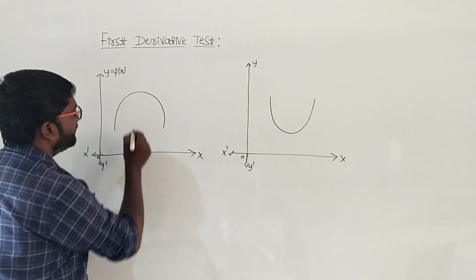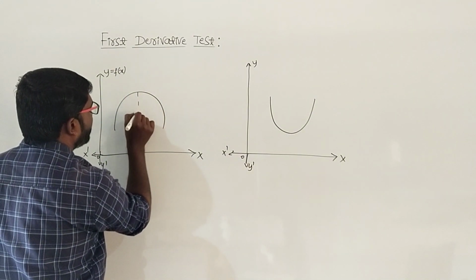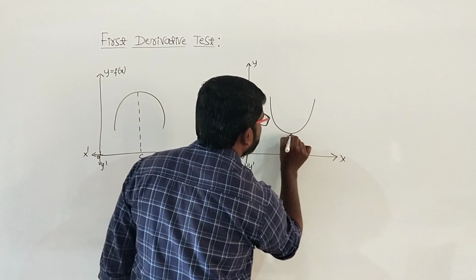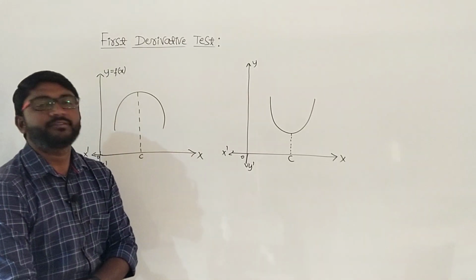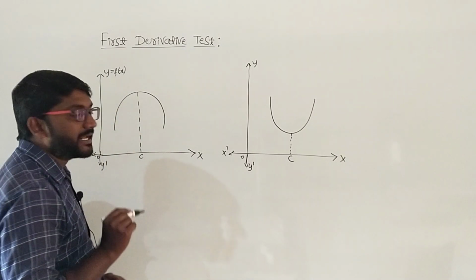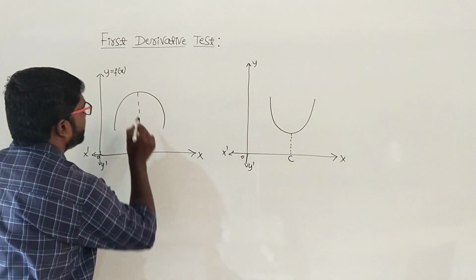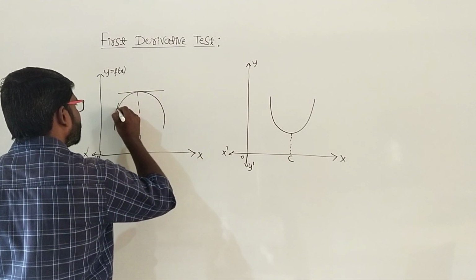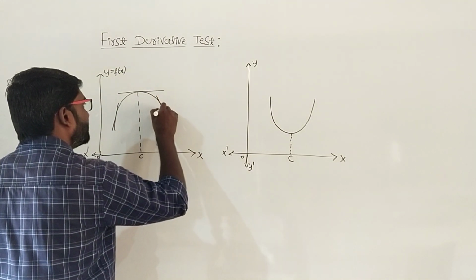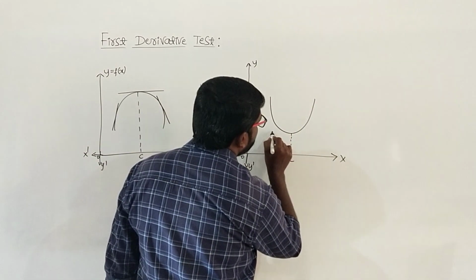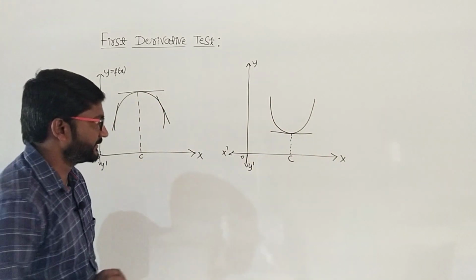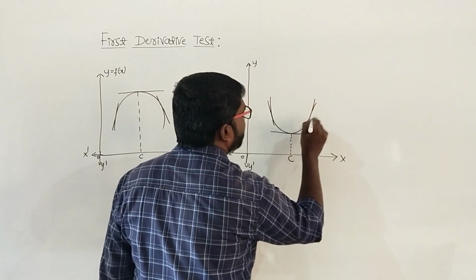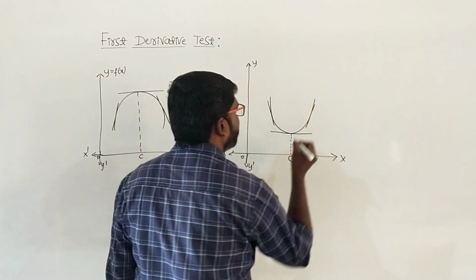So now we all know that this point C is a point of local maxima. And here this point is a point of local minima. Now let us draw the tangents for these two cases. We can draw one tangent here, and then here also we can draw the tangent. Then similarly we can draw a tangent which is parallel to the x-axis, and here also we can draw the tangent.